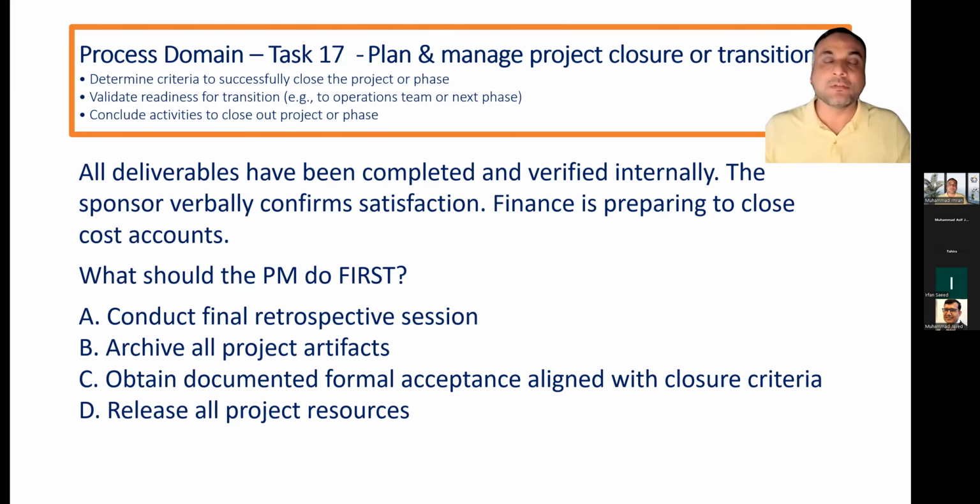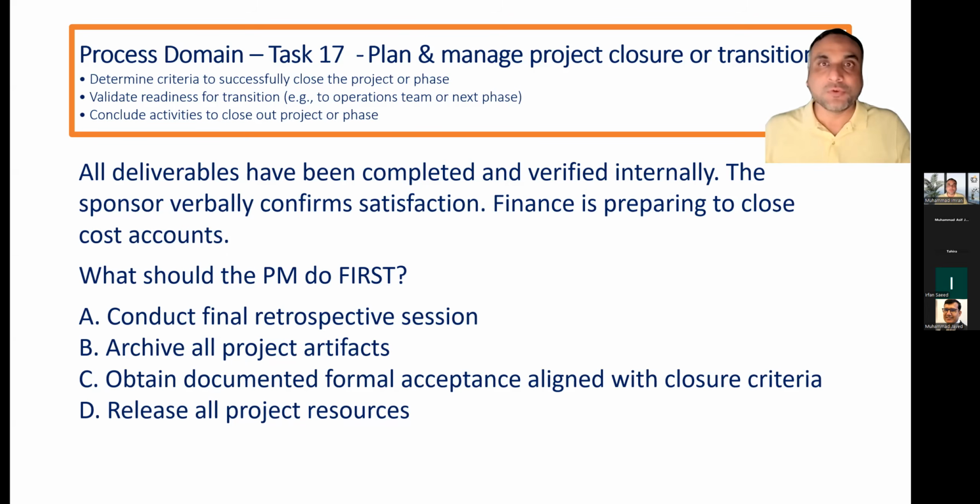Task 17 is related to managing project closure or transition. Let me re-explain the process of closure or transition of the project, from project to operations via the sponsor. Whenever we need to close anything, the first thing to be closed is procurement, then phase, and then project. So please read the question carefully, whether they are asking to close a phase, procurement, or project.